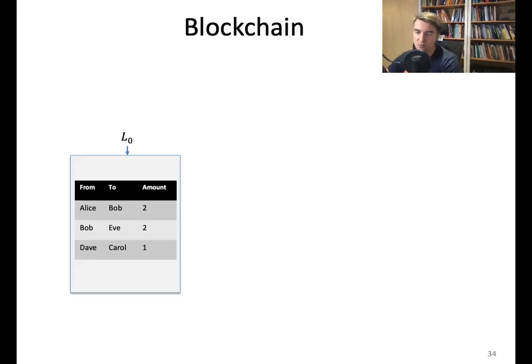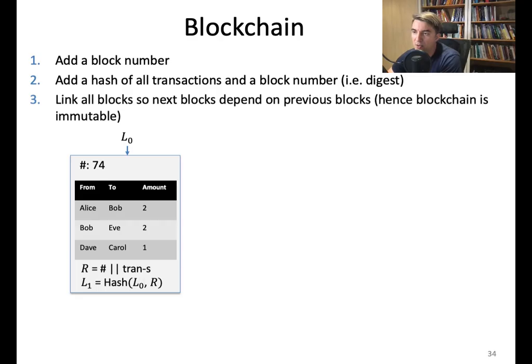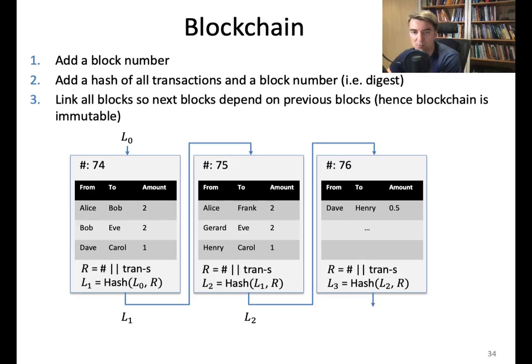Visually, the answers to the first three questions in the previous slide are depicted as shown in this diagram. Each block contains a block number, a hash or digest of all transactions, including the hash of a previous block. The hash of a hash is what actually links all consecutive blocks. So even small changes in this block will affect the hash of all consecutive blocks.